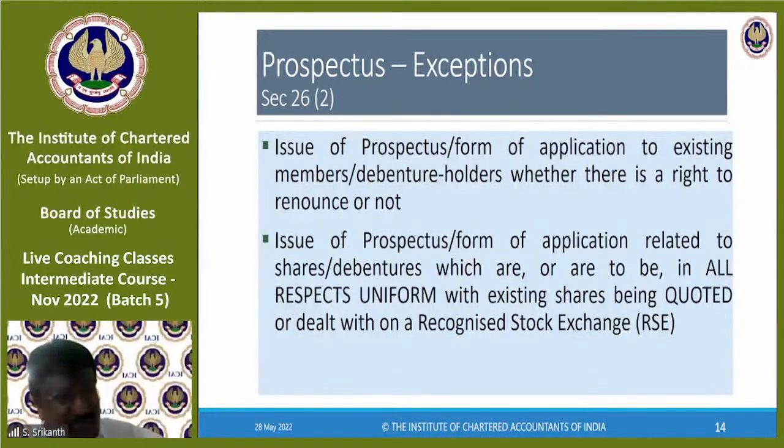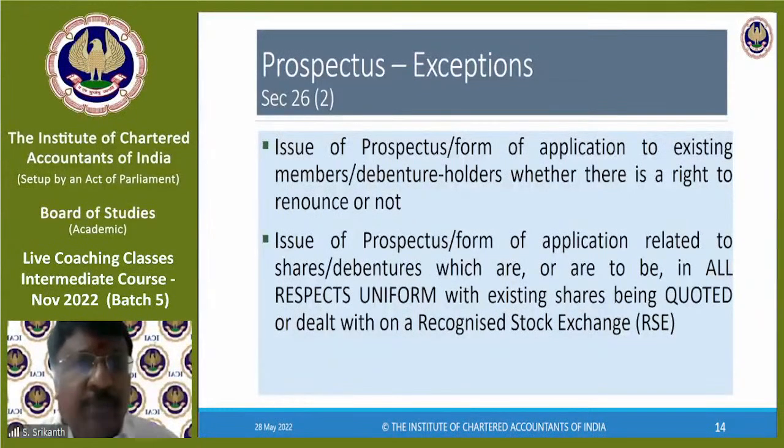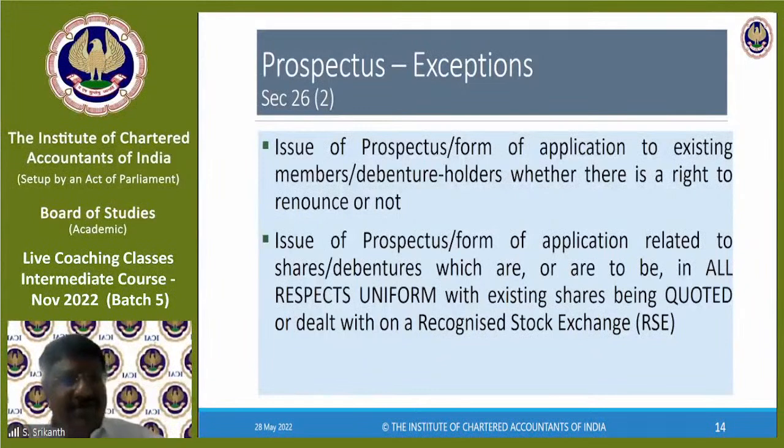Listed company, shares are quoted, the new shares are uniform with the other shares, then Section 26 won't apply. Existing company issuing shares or debentures to its own existing members, whether with right to renounce or not, Section 26 won't apply. That's all. Okay.